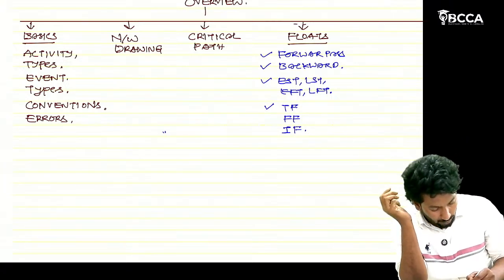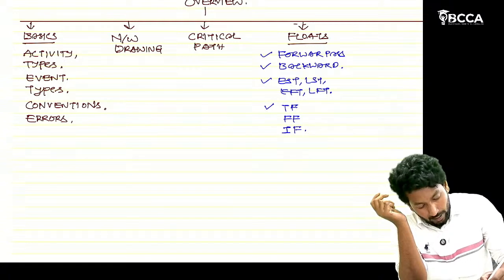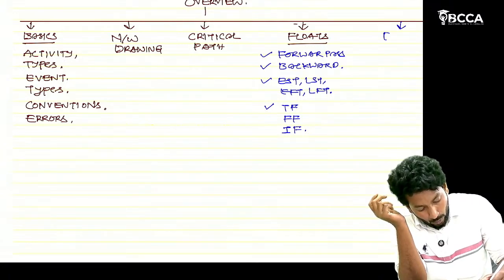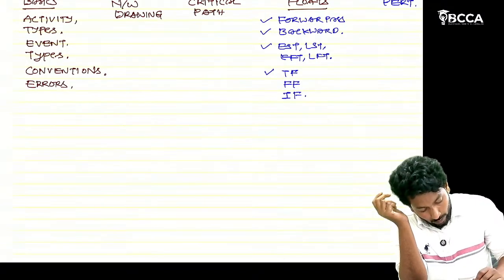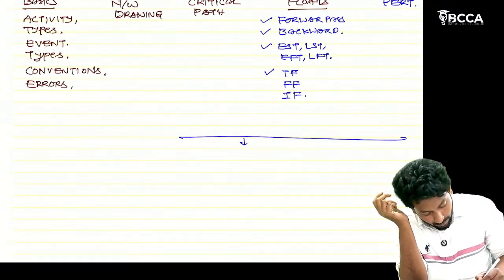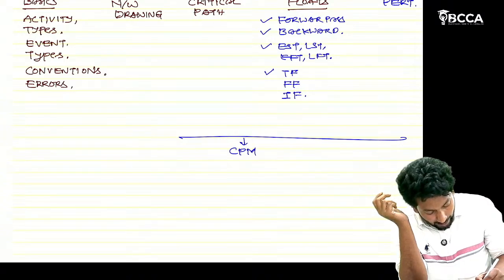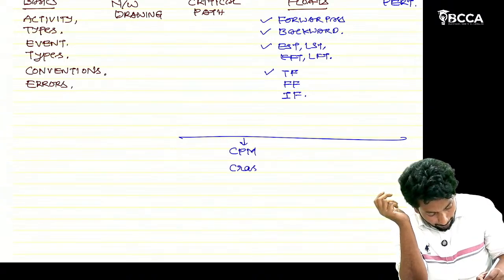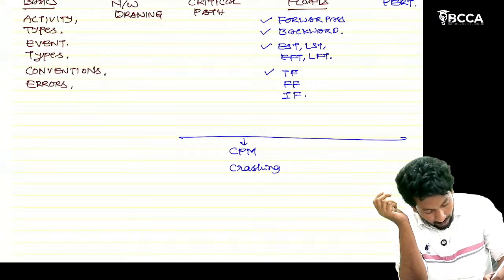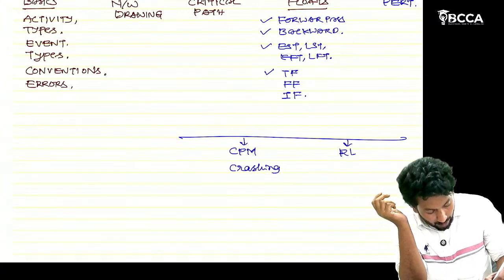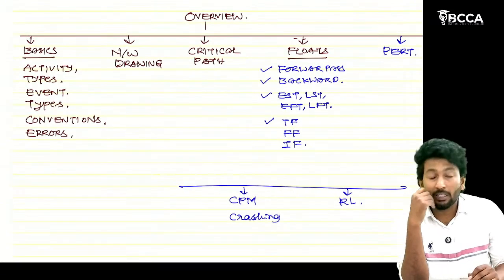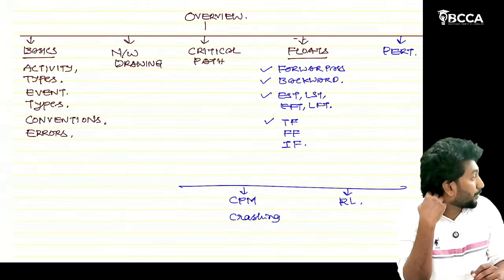Finally, we can enter into the program evaluation review technique. Next concept, critical path method or crashing. Then resource leveling, sir. These are the overall concepts we have to learn.